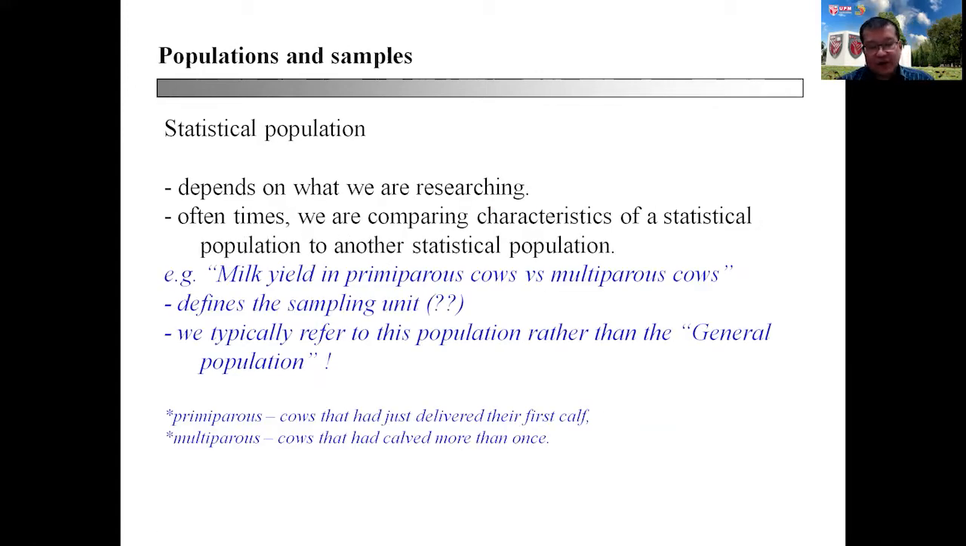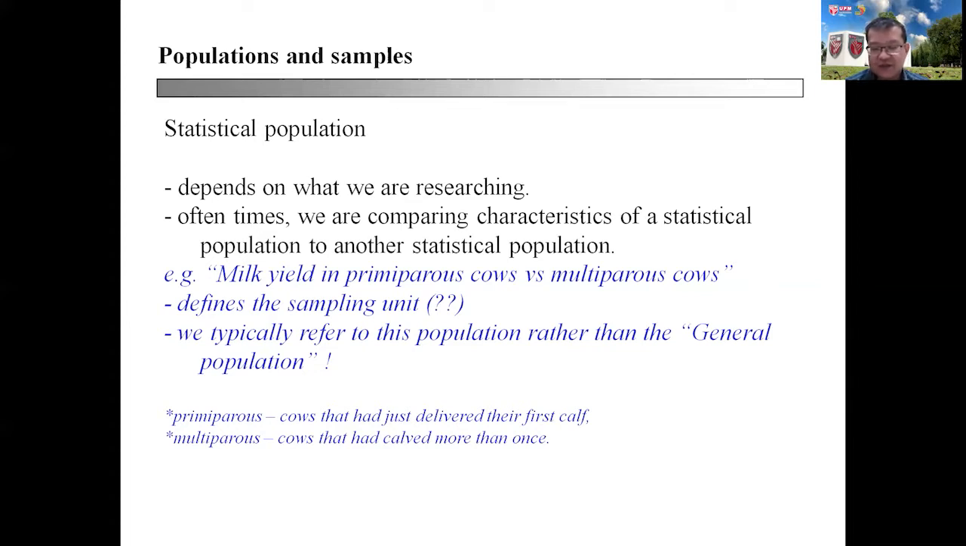And then from population, we move on to statistical population. Statistical population very much depends on what we are researching, and oftentimes we are comparing characteristics of one statistical population to another. This is in fact the main reason why we conduct statistical tests. For example, milk yield in primiparous cows versus multiparous cows. Primiparous cows are cows that have just delivered their first calf, whereas multiparous cows are cows that have calved more than once.